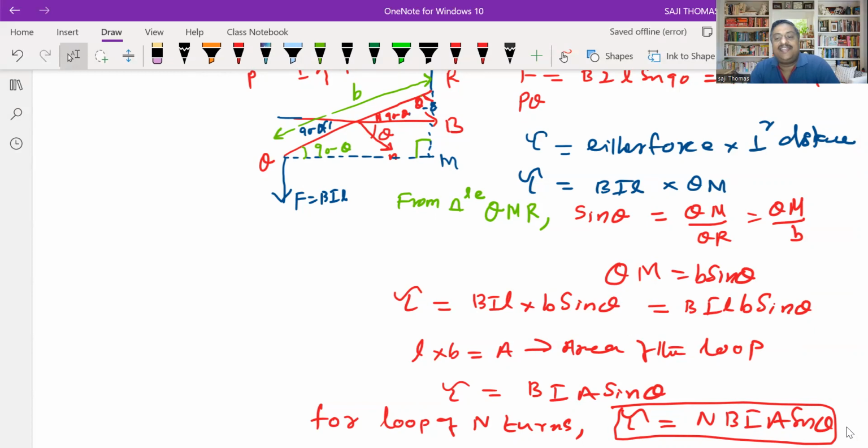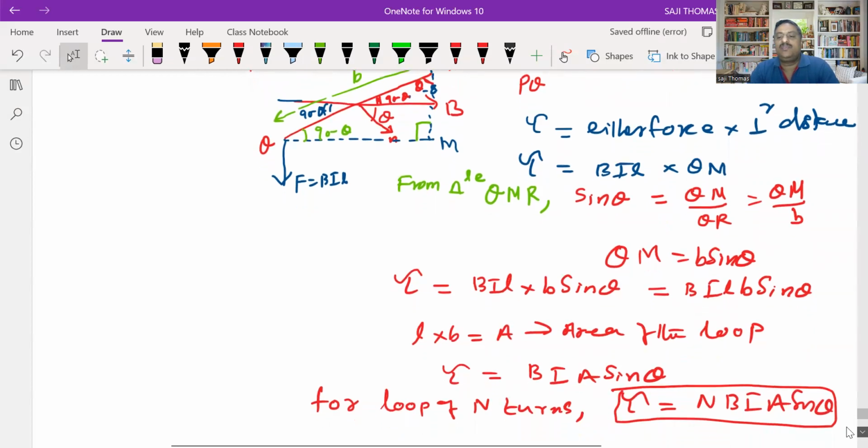And you can see that torque is depending only on area. It is not depending on the shape of the loop. So for circular loop also, you can use this equation. Any shape of the loop, this equation is valid. It depends only on the area, not the shape. Okay. So this is the equation for torque.